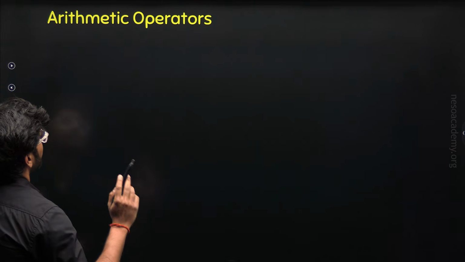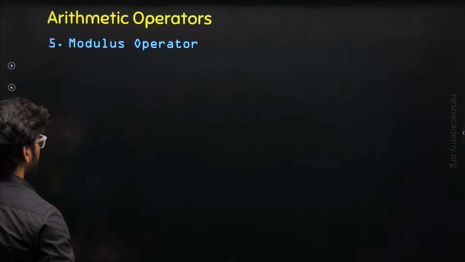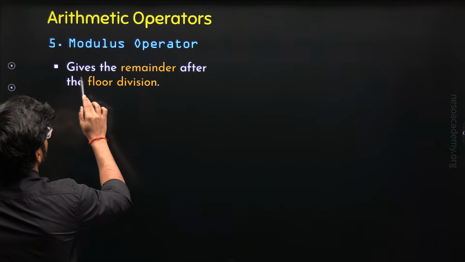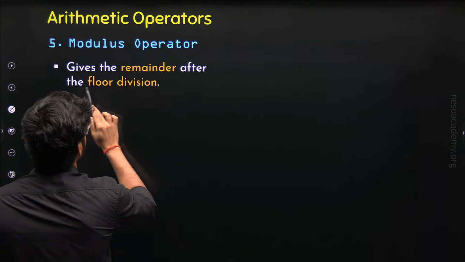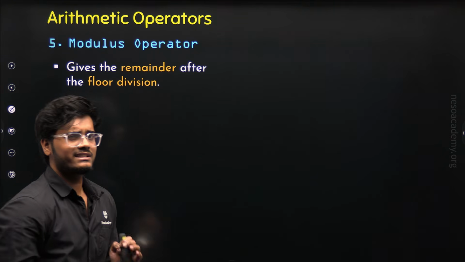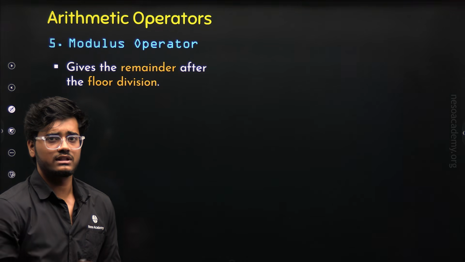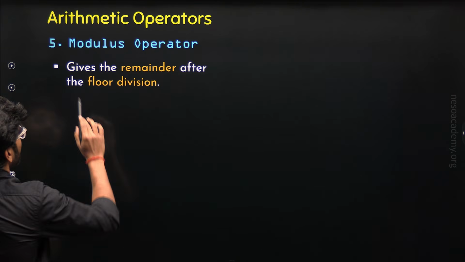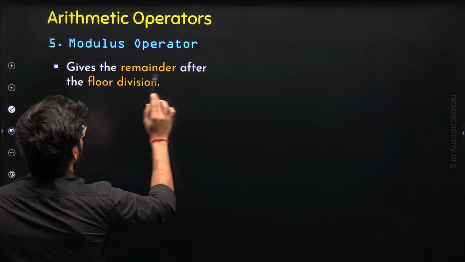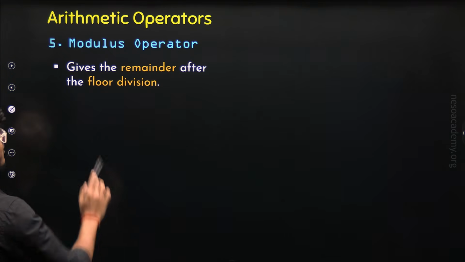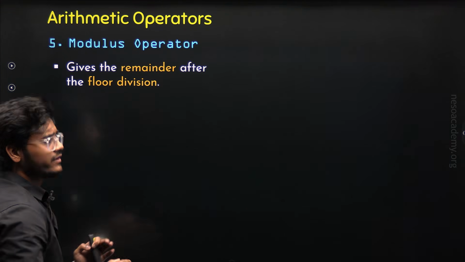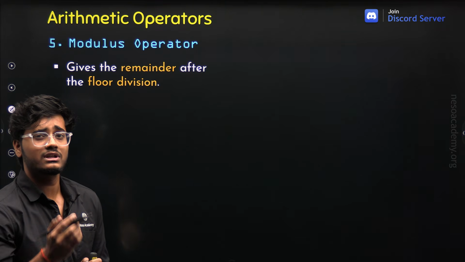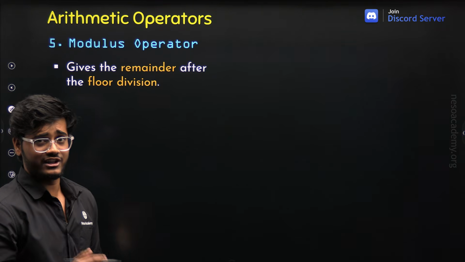Let's see the fifth one, the modulus operator, represented by the mod keyword. The modulus operator gives the remainder after the floor division. As we discussed, a division will give two results, a quotient and a remainder. Now, the modulus operator gives the remainder after the floor division. Now, what is floor division? We will understand this in some time. First, let's try to understand how to use this mod keyword in VHDL.